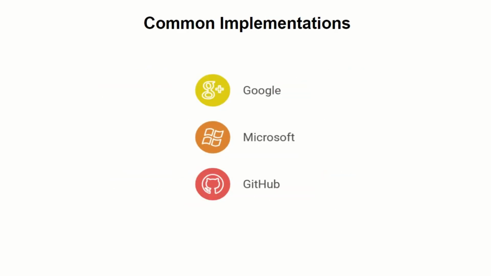Common implementations are, again, SAML and OAuth, Google, Microsoft, GitHub, which allow third party apps to authenticate users with a Google account or Microsoft. Again, GitHub also allows users to log in using GitHub credentials for developer tools.